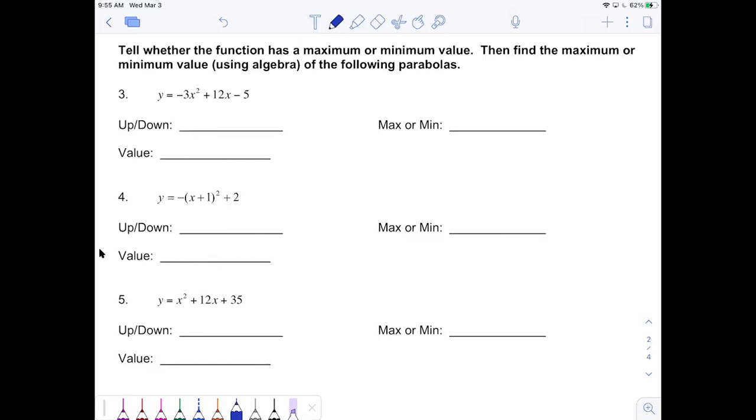and kind of think about the form, Michael, in number 3, we have a -3x squared plus 12x minus 5. What form is number 3 in, Michael?